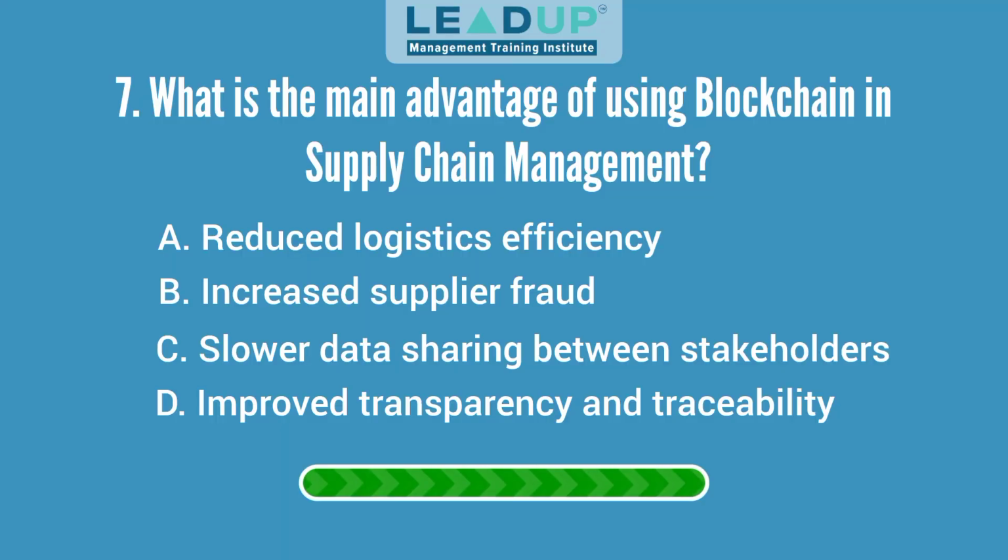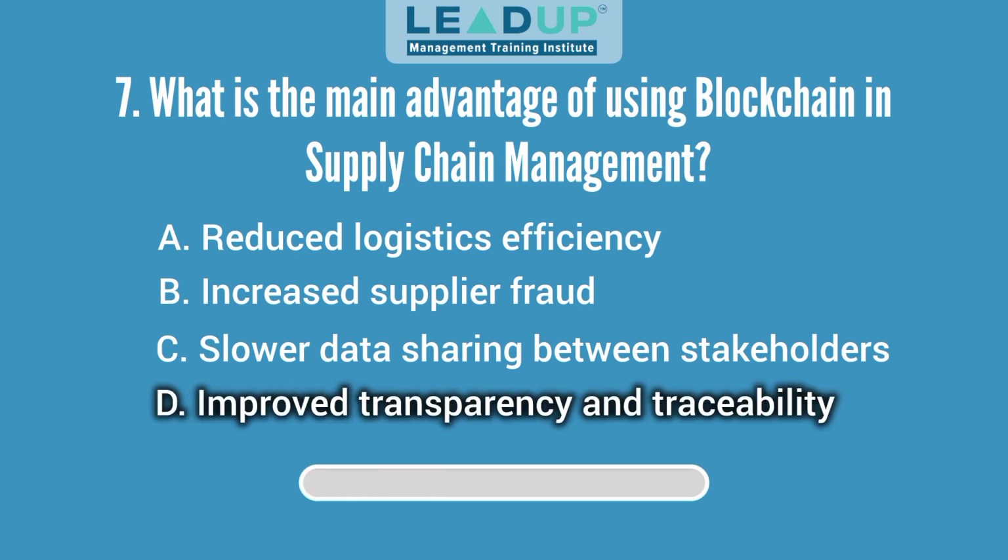7. What is the main advantage of using blockchain in supply chain management? A. Reduced logistics efficiency. B. Increased supplier fraud. C. Slower data sharing between stakeholders. And D. Improved transparency and traceability. Answer: improved transparency and traceability.